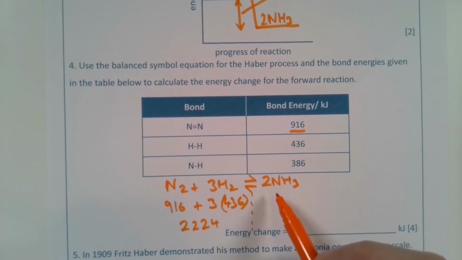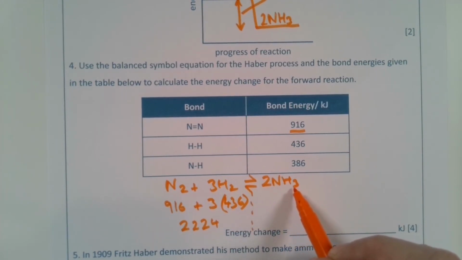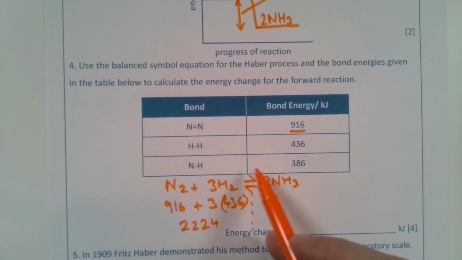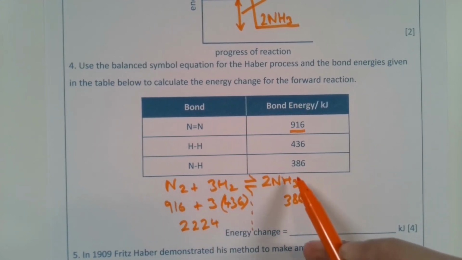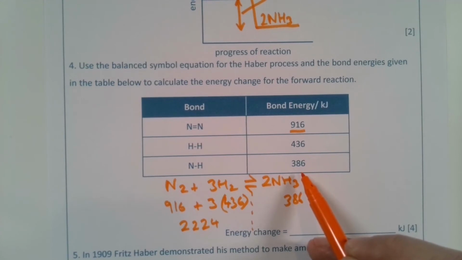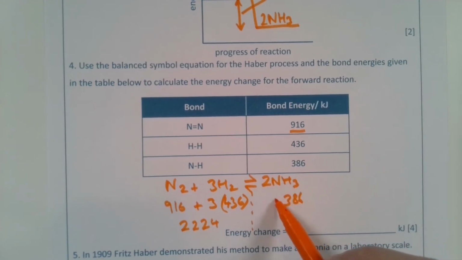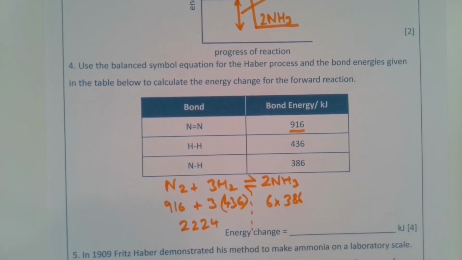We then need to work out this side, on the ammonia side. So here we've got NH3. So there are 3 bonds between the N and the H. So there's 3 lots of this 386. But we've also got 2 lots of those molecules. So in fact, we've got 3 lots of 2, which is 6. 6 multiplied by 386 gives us 2,316 kilojoules.